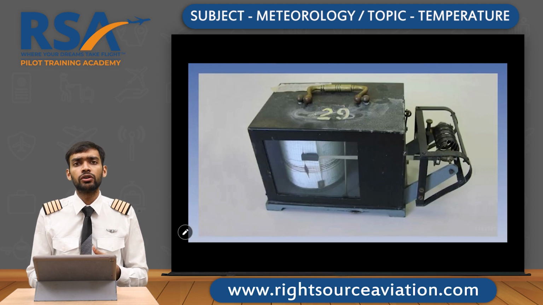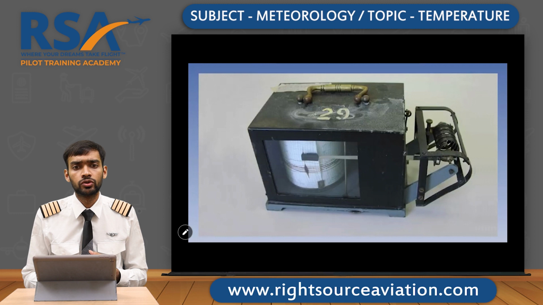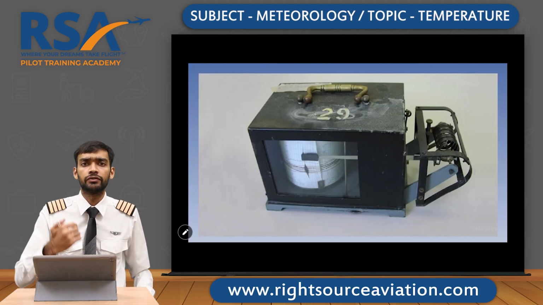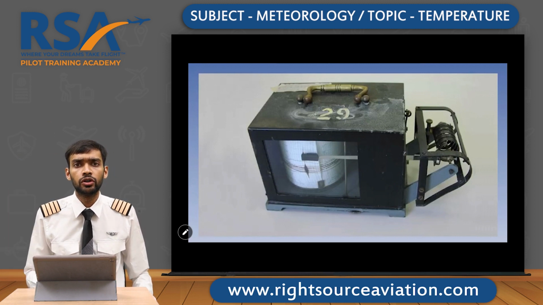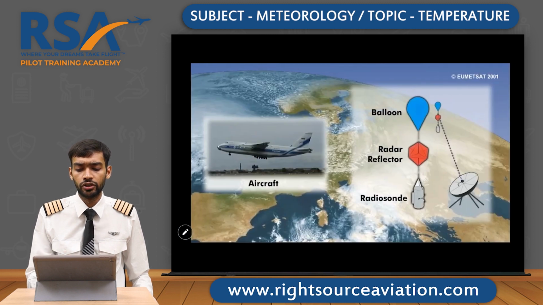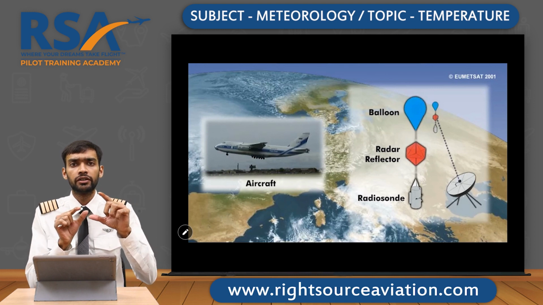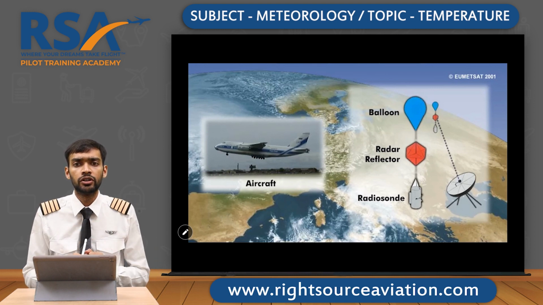Thereafter, we also need to know the temperatures at different altitudes and levels. For example, to find the temperature at 30,000 feet, how are we going to know? These instruments cannot be kept at 30,000 feet in the atmosphere, right? So the instrument that we use is the radiosonde. A radiosonde is a thermometer fitted with a transmitter, which sends signals to the ground station wherever the receiver is.